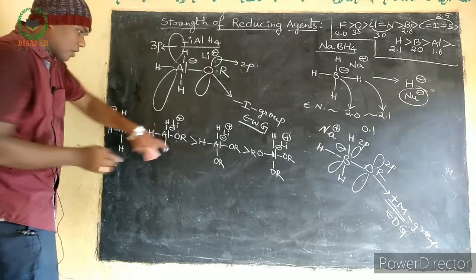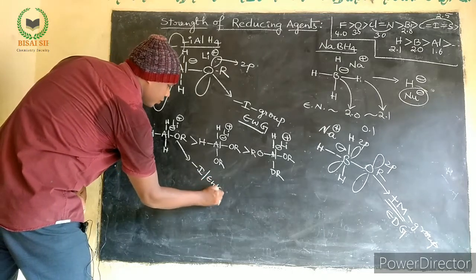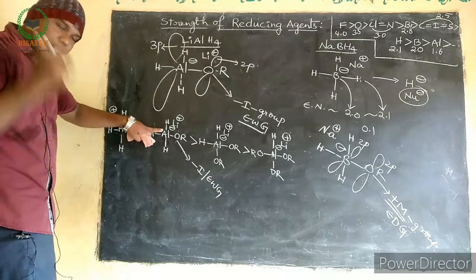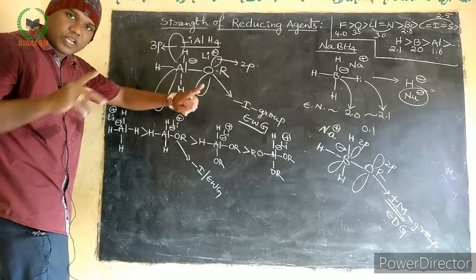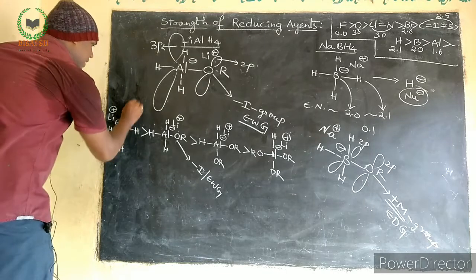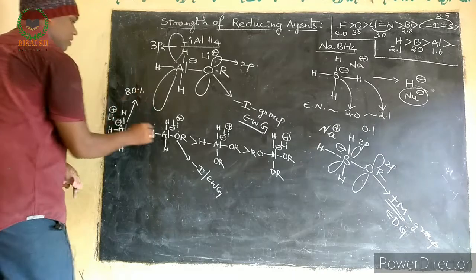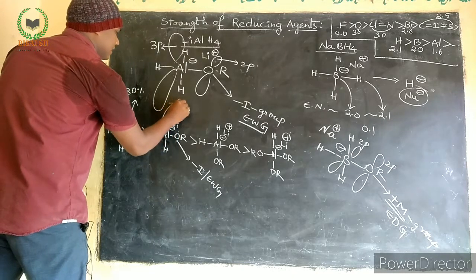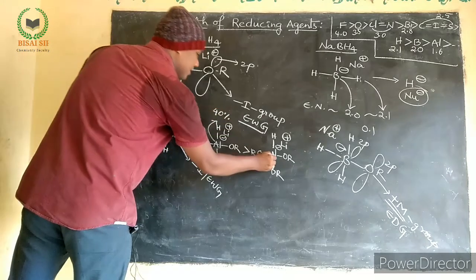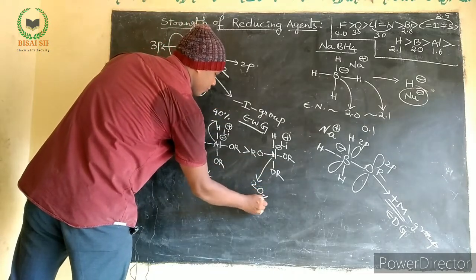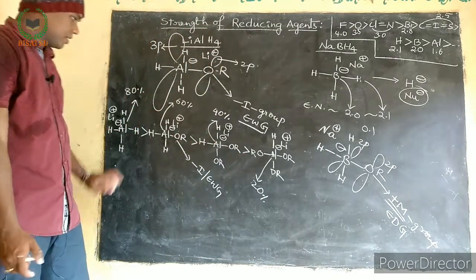Why? Because the alkoxy group acts as a minus I or electron withdrawing group, correct? Then the electron density at aluminum will decrease. So it releases H minus ion very slowly compared to here. Here the electron density is about 80%, here somewhat 60%, here aluminum will be 40%, and here this aluminum has 20% of electron density, based on these minus I groups, that is alkoxy groups, correct?